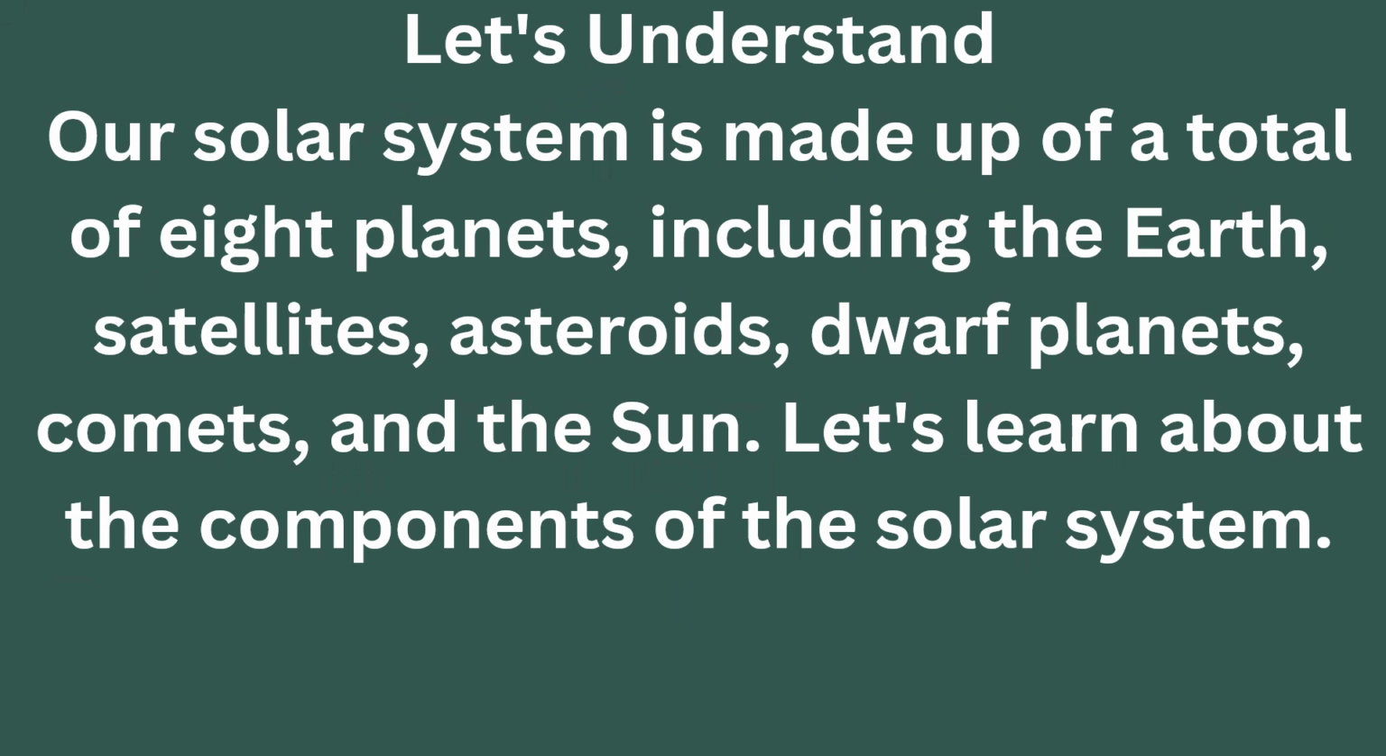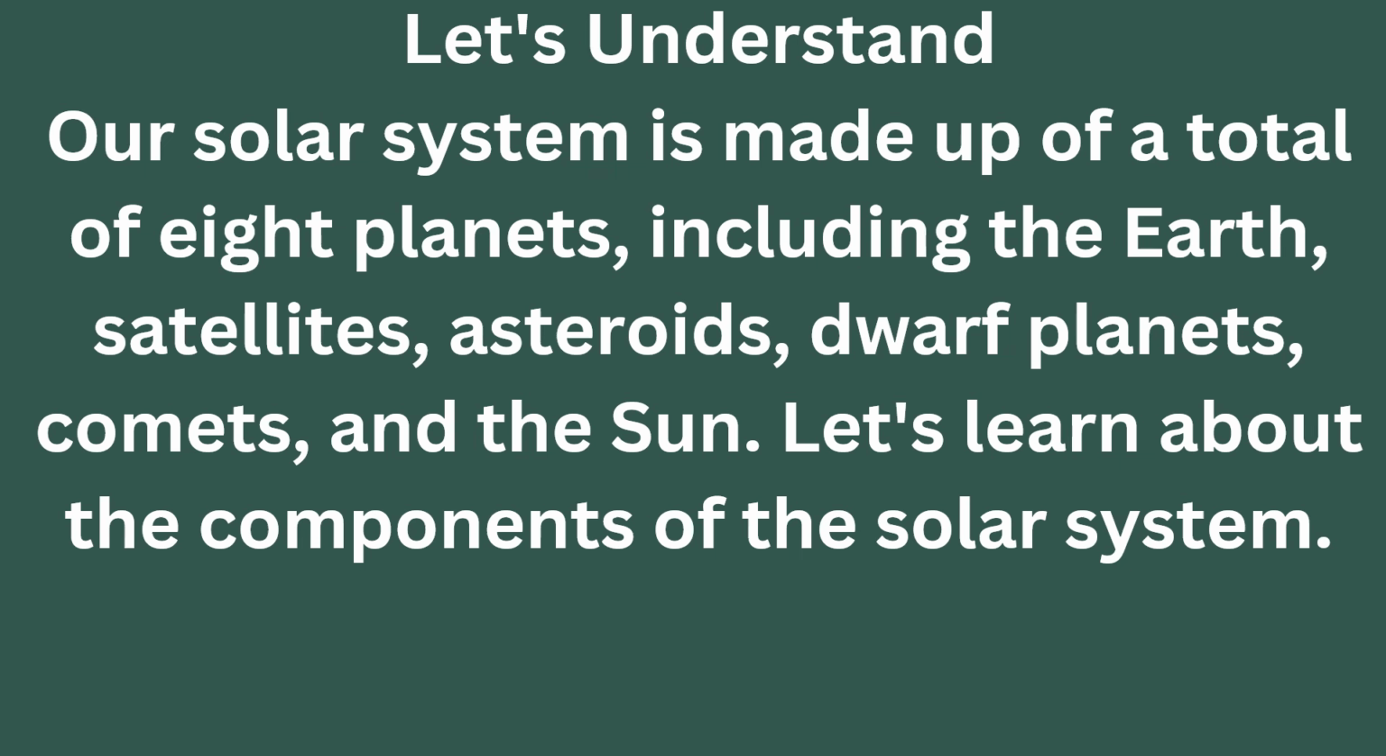Our solar system is made up of a total of 8 planets, including the Earth, satellites, asteroids, dwarf planets, comets, and the Sun. Now we are going to understand each of these components, one at a time.